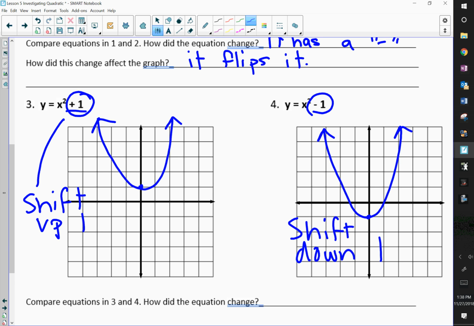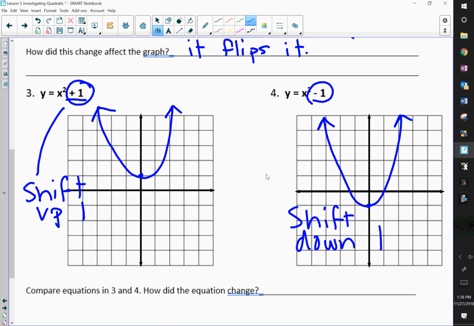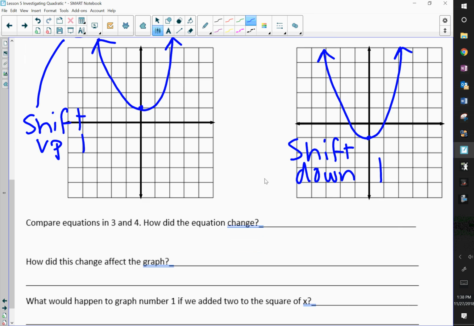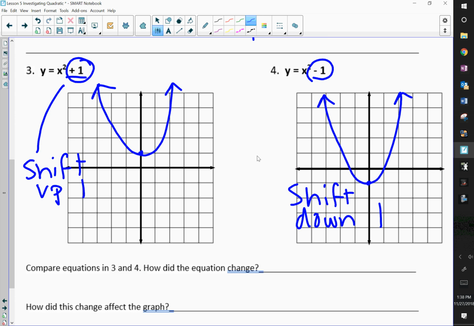So rather than answer the 2 questions below, you should just write what I have written on my screen on your paper. The plus 1 shifts it up, the minus 1 shifts it down. And again, if I had an equation like this, y equals x squared plus 7, what happens to the parent function y equals x squared is that it gets shifted up 7.